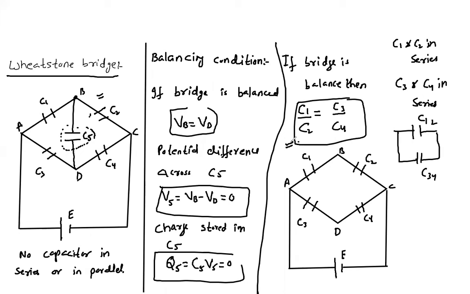We would know that V5 is 0 using this equation. If this equation holds, that the ratio of C1 by C2 is C3 by C4, that means the potential difference is 0. I'm not deriving this result right now. We will derive it in chapter number 3, which is in your syllabus. But for the sake of numericals, if this condition holds, then all these conditions hold: Q5 is 0, V5 is 0, VB equal to VD.